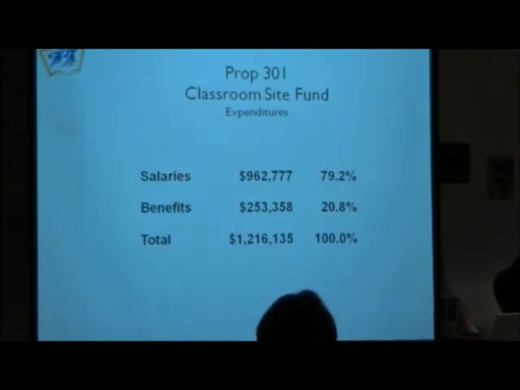Classroom site fund revenues have been in decline for several years. They're now increasing a little bit. Those funds carry a no supplant clause, so that increased money would have to either be spent on pay increases or monies to new teachers who are hired.